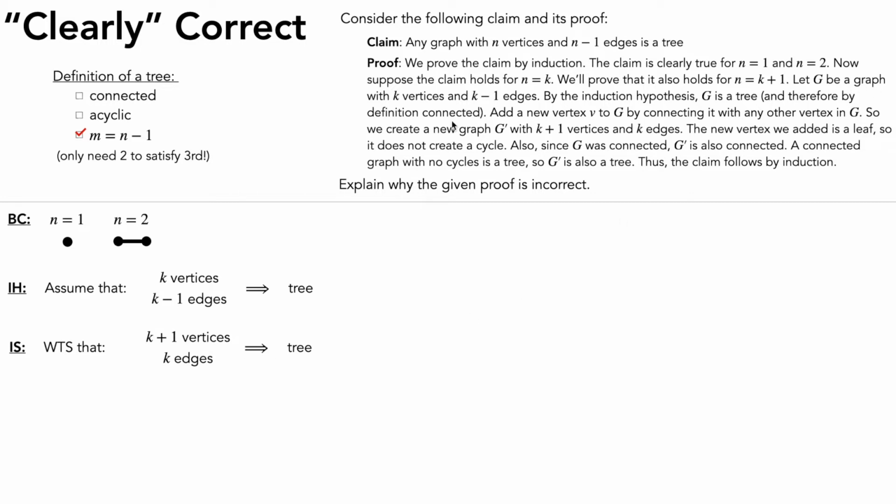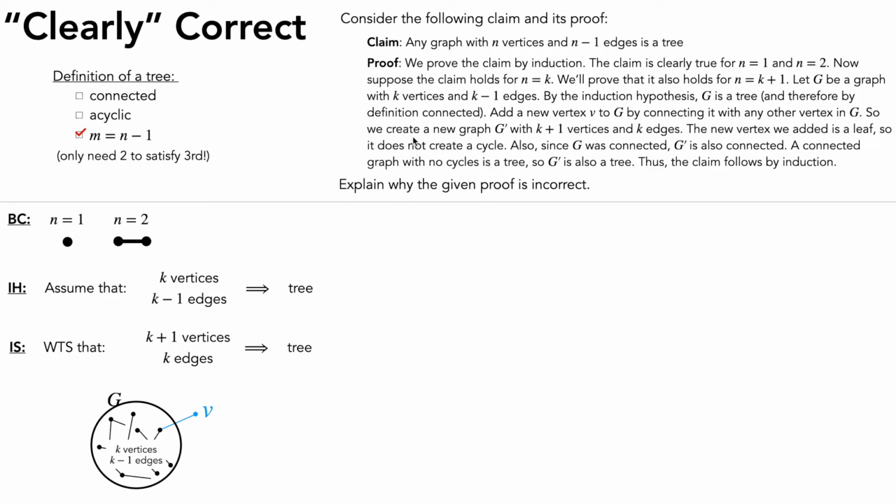Let G be a graph with k vertices and k-1 edges. Alright, so G is some kind of graph. It's got k vertices and k-1 edges. By the induction hypothesis, G is a tree, and therefore, by definition, connected. Okay, checks out. Add a new vertex v to G, so we've got this new vertex v, by connecting it with any other vertex in G. So let's go ahead and connect v to some other vertex in G.